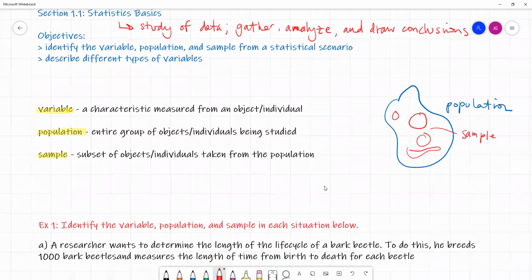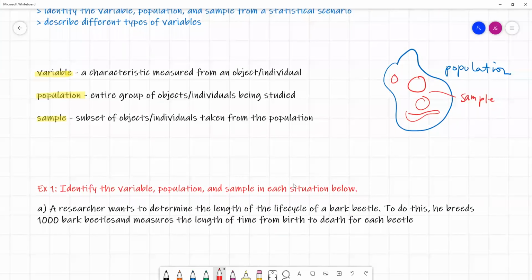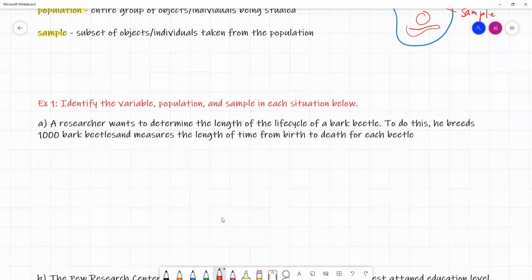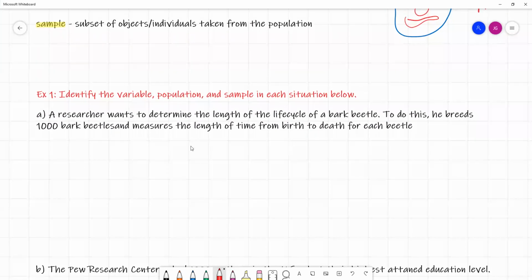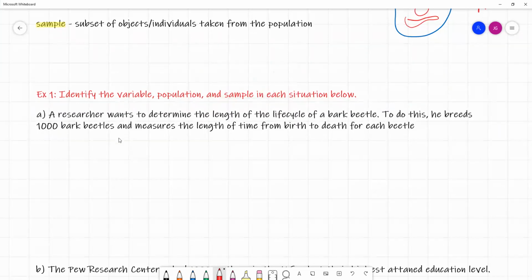So let's go ahead and do an example where we can identify the variable, population, and sample in different situations, okay? So here we have a researcher who wants to determine the length of the life cycle of a bark beetle. To do this, he breeds 1,000 bark beetles and measures the length of time from birth to death for each beetle, okay? So that's our situation. I know it's a lot of writing, but since you can refer back to your notes on your test, you're definitely gonna wanna copy these down. I know they can be a little lengthy, I apologize, but it'll be okay.